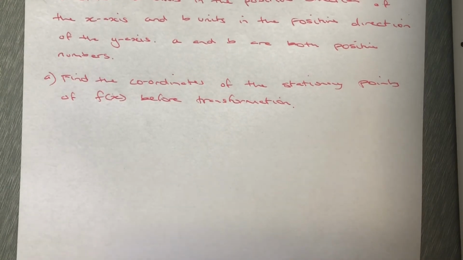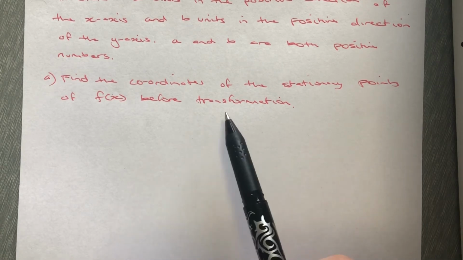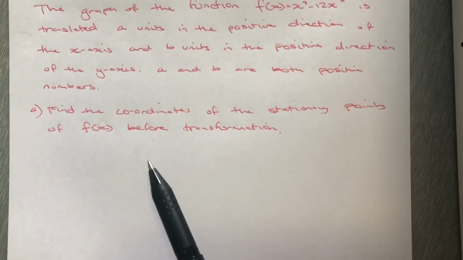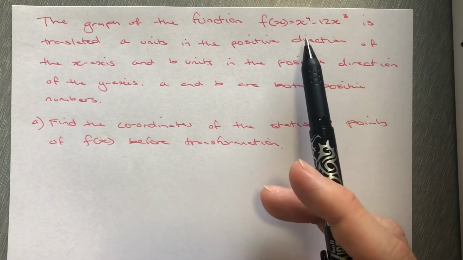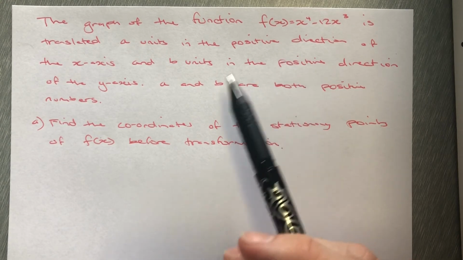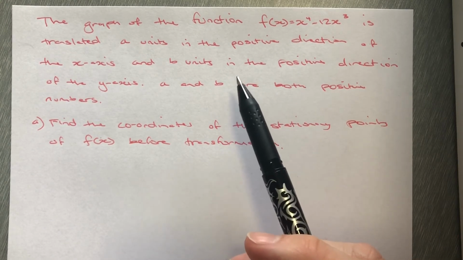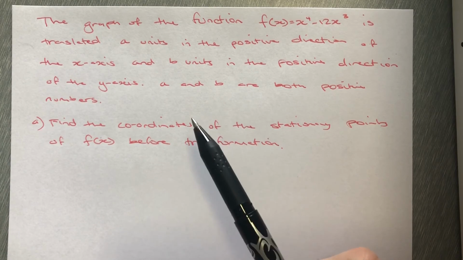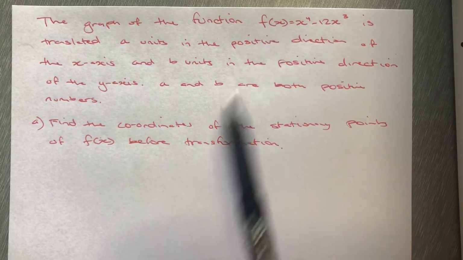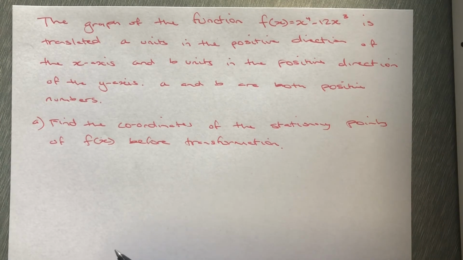Alright, so now let's have a look at A. Find the coordinates of the stationary points of f of x before transformation. Okay, so it says before transformation, so we're not really worrying about a or b just yet. We just want to find the stationary points of our rule here. Now, stationary point, I've said this a lot of times. At a stationary point, the gradient is 0. This rule here doesn't tell us much about the gradient, but if we differentiate, we will have a rule that tells us about the gradient.